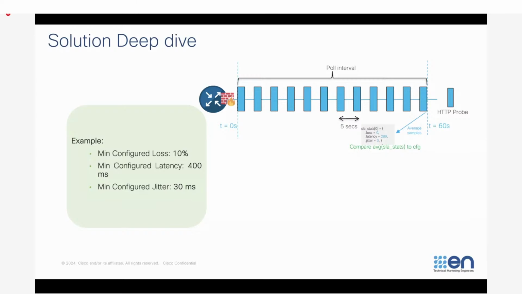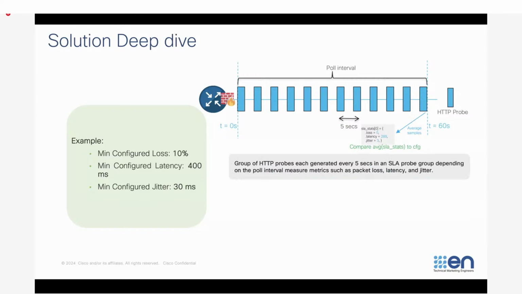Yeah, as a customer, like our user, you would go and configure, let's say, what's your minimum loss accepted on the tunnel, like 10% is the loss that you're accepting. And then your configured latency is 400 milliseconds and the jitter is like 30 milliseconds. What we do is we send a probe, HTTP probe, at every frequency of like 5 seconds. So each probe will be spaced with 5 seconds of time.